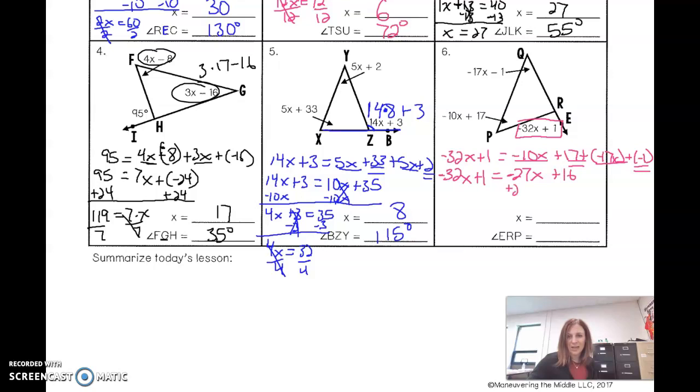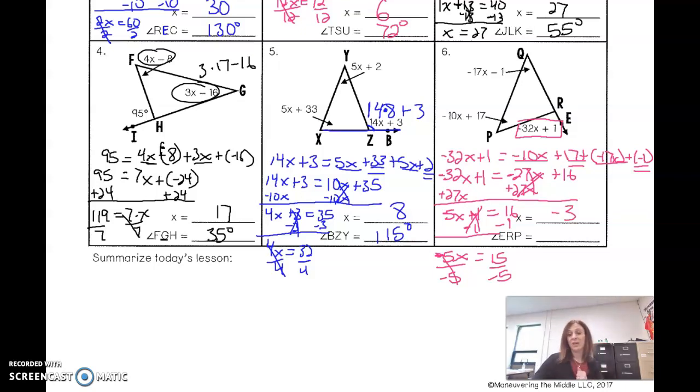So now I am going to add 27x to each side. Again, you could have added 32x. Negative 32 plus 27 is going to be a negative 5x plus 1 equals 16. Now I'm going to subtract 1 from each side. I'm left with negative 5x. These ones cancel. 16 minus 1 or plus a negative 1 is 15. Then I'm going to divide both sides by a negative 5 because my coefficient is negative. 15 divided by a negative 5 is a negative 3.